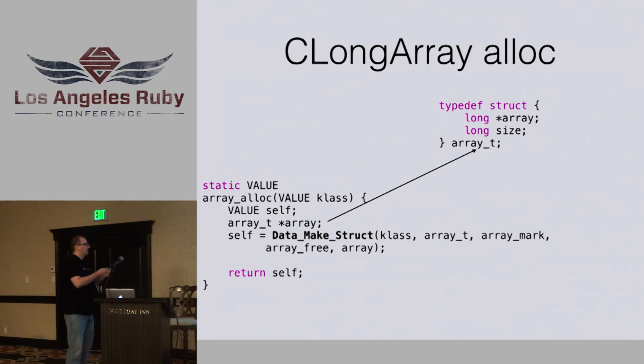Every time you call CLongArray.new, this will be called. And we take advantage of this data make struct. This is something that CRuby provides to you, and you just have to provide the type of structure that you want to allocate, and it's going to do all the work for you. And it will give you a pointer to that memory location as a return value. So this is how we actually define our array. It's a simple pointer to a list, basically an array of longs, and it has also a size.